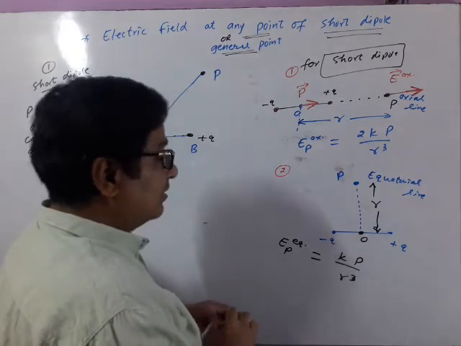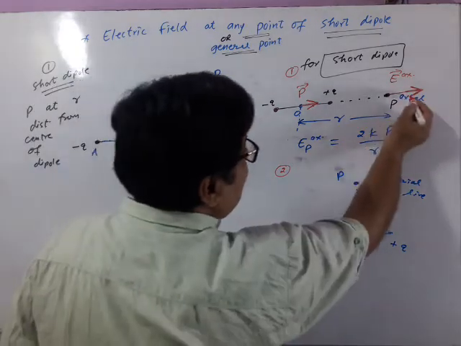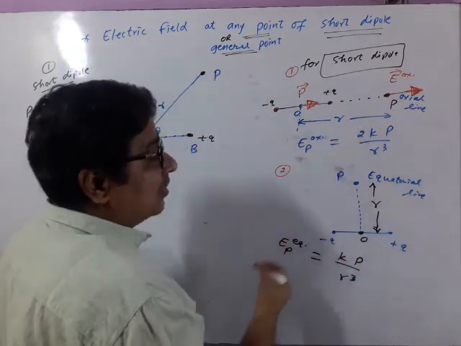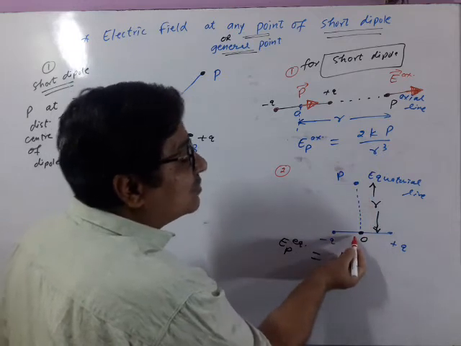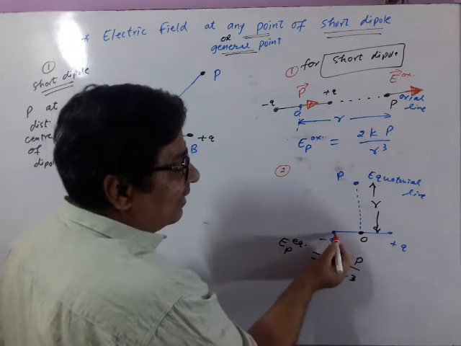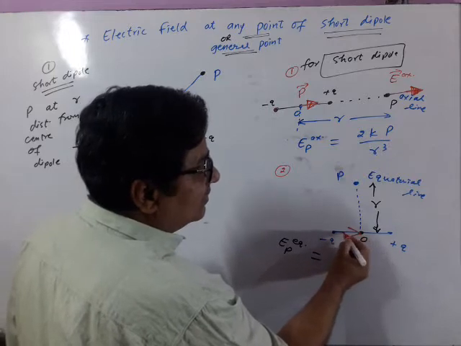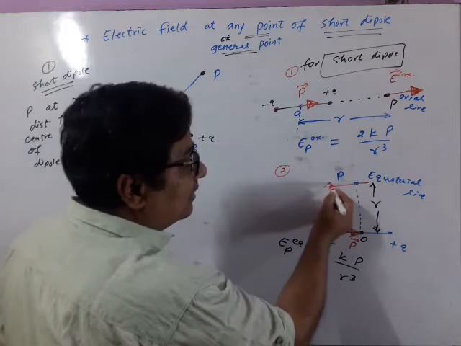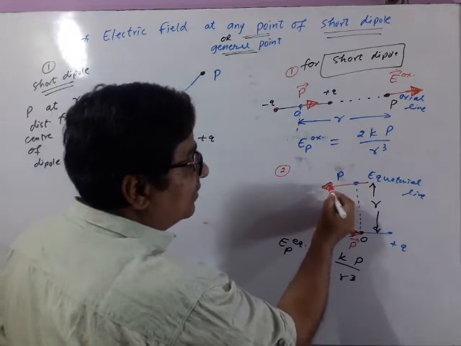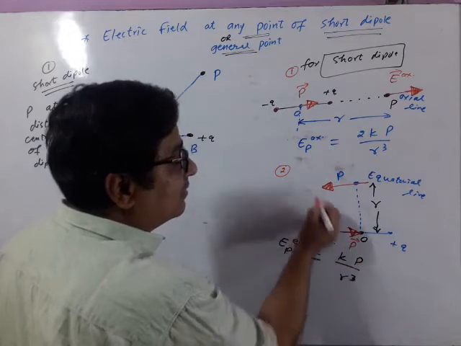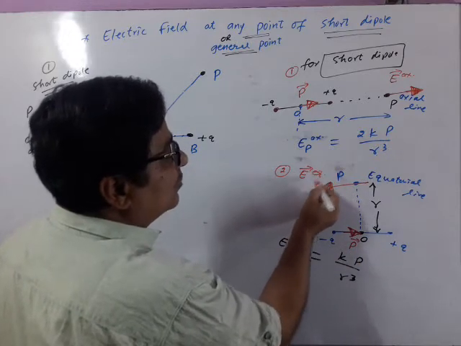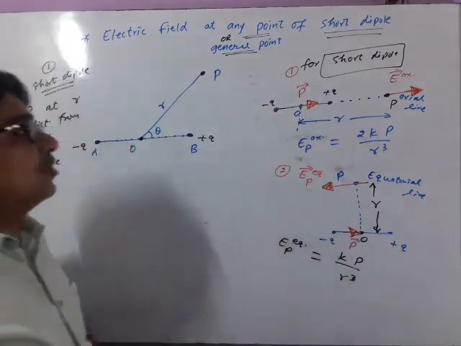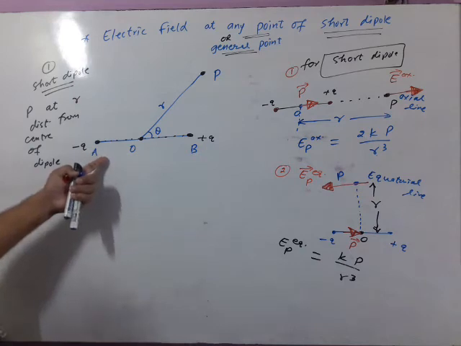And what is the direction? The electric field on the axial line is parallel to the dipole moment vector, in the same direction. And on the equatorial point, it is in the opposite direction of the p vector. See, minus q to plus q. This is the direction of the dipole moment vector. Now on the equatorial line, the electric field direction is opposite to that. This is the electric field on the equatorial point. Breathe in. These two concepts are required for this particular derivation or numerical.